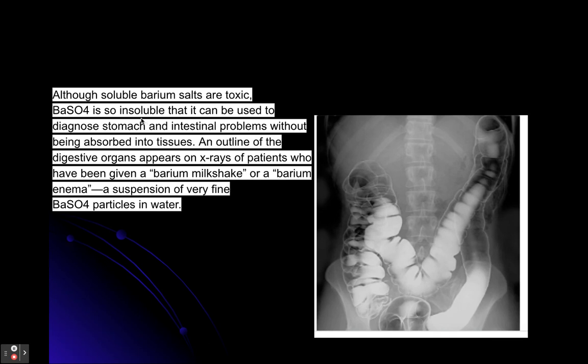It's so insoluble, it can be used to diagnose stomach and intestinal problems without being absorbed into the tissue. It's so insoluble, your body doesn't even absorb it. An outline of the digestive organs appears on x-rays of patients who have been given a barium milkshake or barium enema, a suspension of very fine barium sulfate particles in water. Again, it's so insoluble that it travels throughout your body and doesn't really interact. It stays insoluble, and it helps doctors be able to see beyond their eyes.